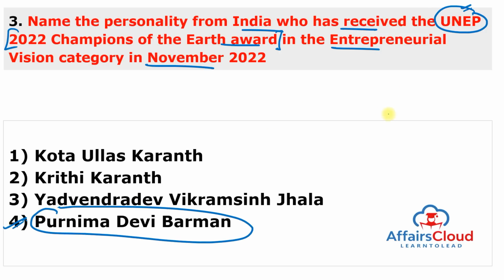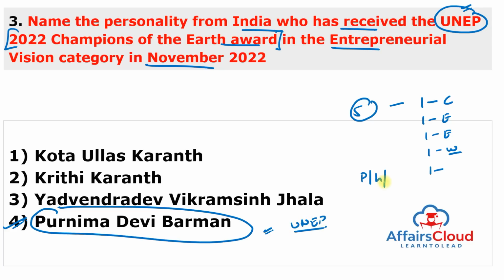So UNEP has named 2022 Champions of the Earth, honoring 5 environmental protectors, and out of 5, one is conservationist, one is entrepreneur, one is economist, one is women's rights activist, and one is wildlife biologist, and it is for their transformative efforts to prevent, halt, or reverse ecosystem degradation. And Dr. Purnima Devi Burman, an Assam-based wildlife biologist from India, has received United Nations Environment Programme 2022 Champions of the Earth Award in the Entrepreneur Vision category.